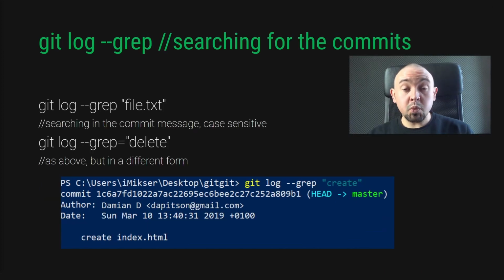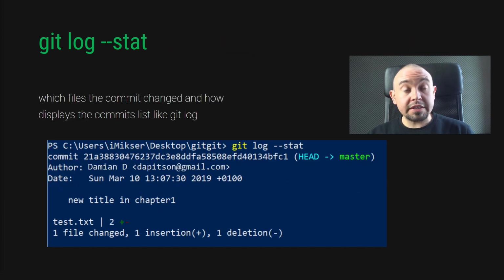And with this command, we can search for the commit that has the phrase placed in the quotation marks in its commit message. In the given example, we are looking for a commit that contains the phrase create in its commit message, and as a result, we have received a commit that contains the phrase create index.html in its commit message. Remember that when using this command, the letters are case sensitive. The git log stat command tells us which files the commit changed and how. It also displays the commit list, just like the git log command.